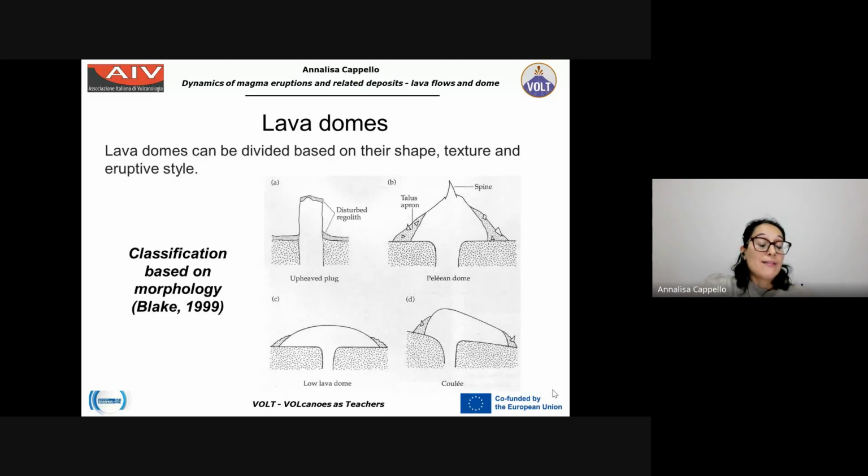Okay. Lava domes can be classified in different ways. This is a classification based on their morphology from Blake 1999, based on their shape, texture, and eruptive styles. But in this case, based on the morphology, they can be divided into low lava dome, Peléan, coulée, and upheaved plug.